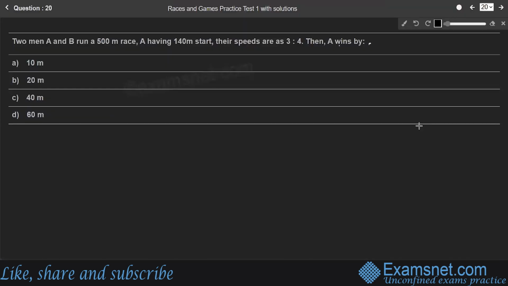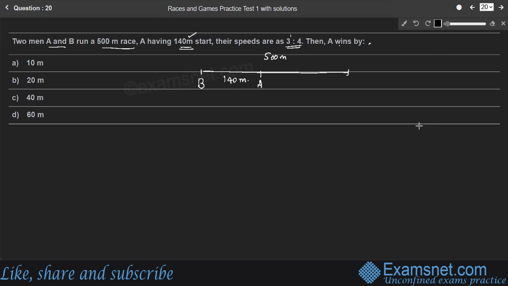Question number 20. Two men A and B run a 500-meter race. A having 140 meters start. Their speeds are 3:4. Then A wins by... So we'll consider a 500-meter race track. A having 140 meters start means A is ahead of B by 140 meters, right? So if B is at the starting point, A is ahead of B by 140 meters.